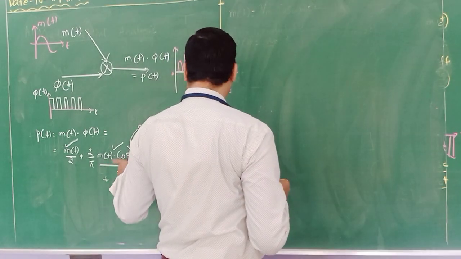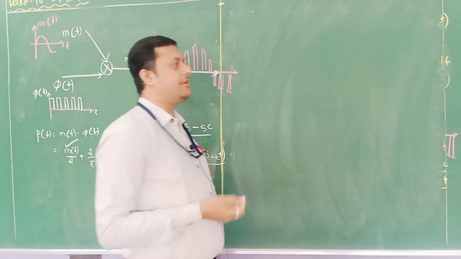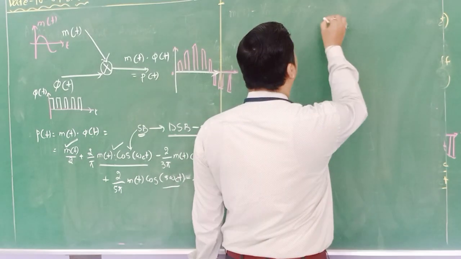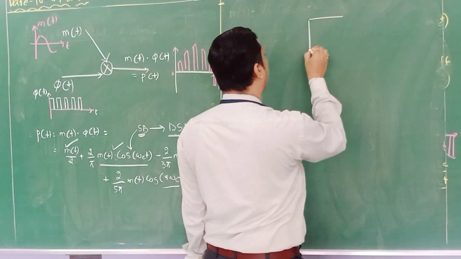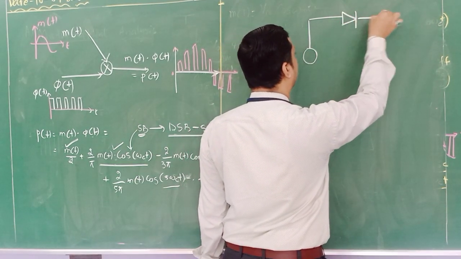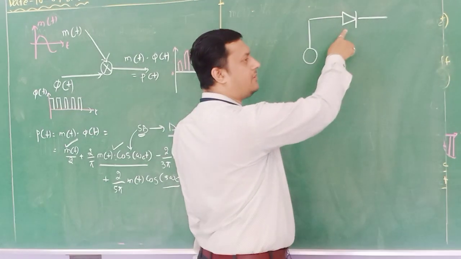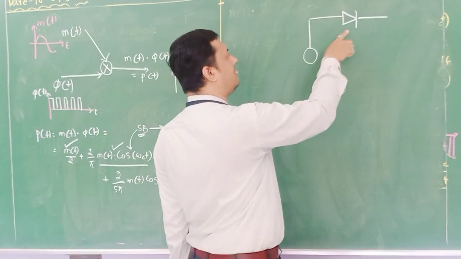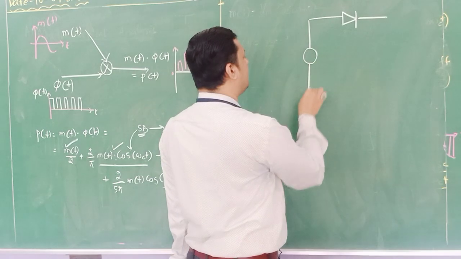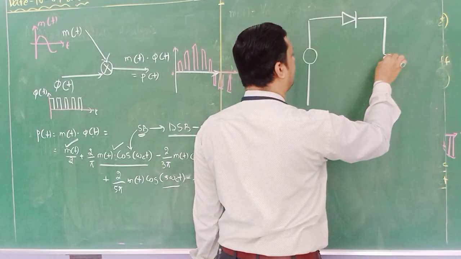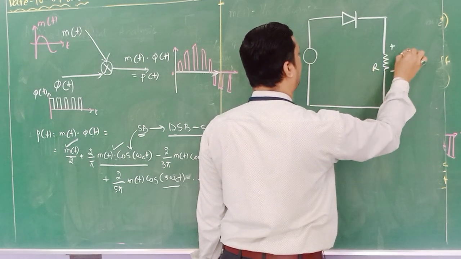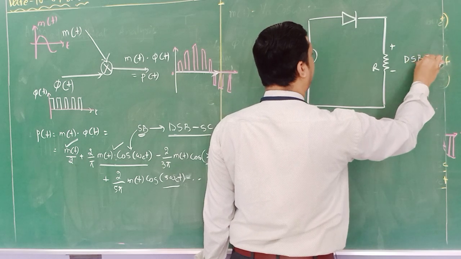Now this is our double sideband signal with the modulating signal, but we need a carrier component. For this, again I am representing a simple diagram, and that switch can be replaced by a diode. Why am I using a diode? Because a diode can be used as a switch. In forward bias condition it will act as on, in reverse bias condition it will act as off. And here is the resistance R.